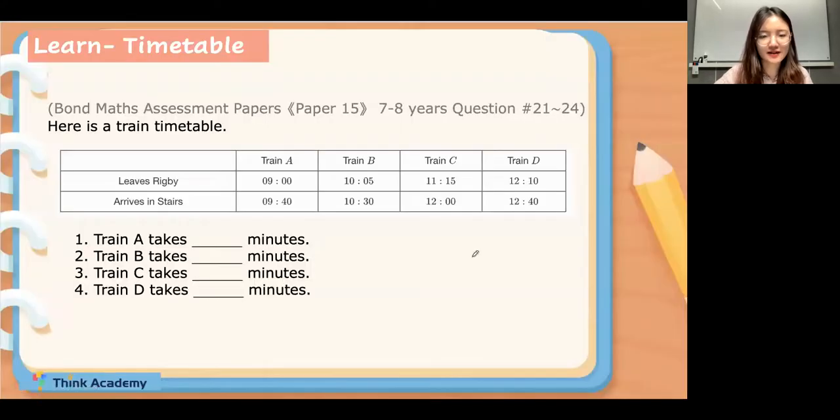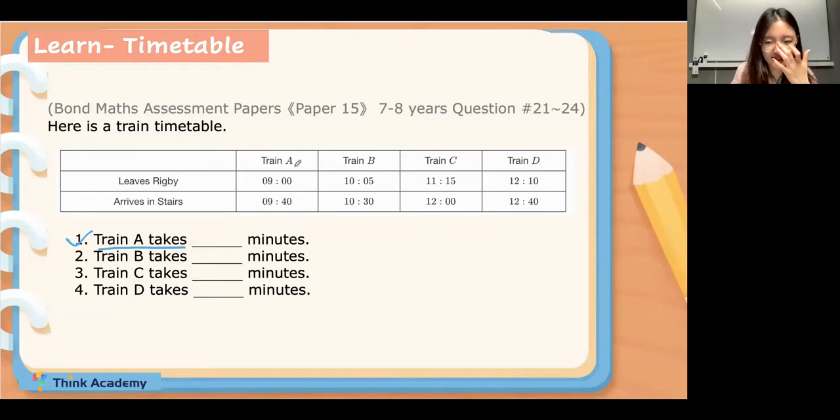Let's see. Okay, there is a question. And here is a train timetable. For train A, it leaves one place at 9 o'clock and it arrives at 9:30. Okay, everyone, this is very easy for you. Can you tell me the answer basically? For train A, how many minutes does it take to travel?